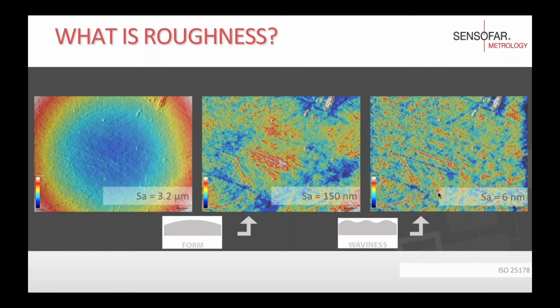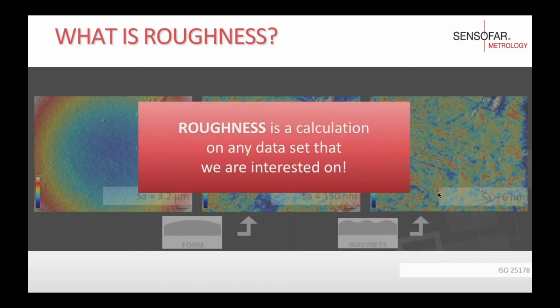And finally, in the one on the right, we have removed not only the shape, but also those wavelengths that are middle-sized, or waviness. Normally in metrology, we would say that we are going to calculate roughness out of the third one, but roughness can be calculated out of the three of these, because roughness is a calculation on any data set that we are interested in.